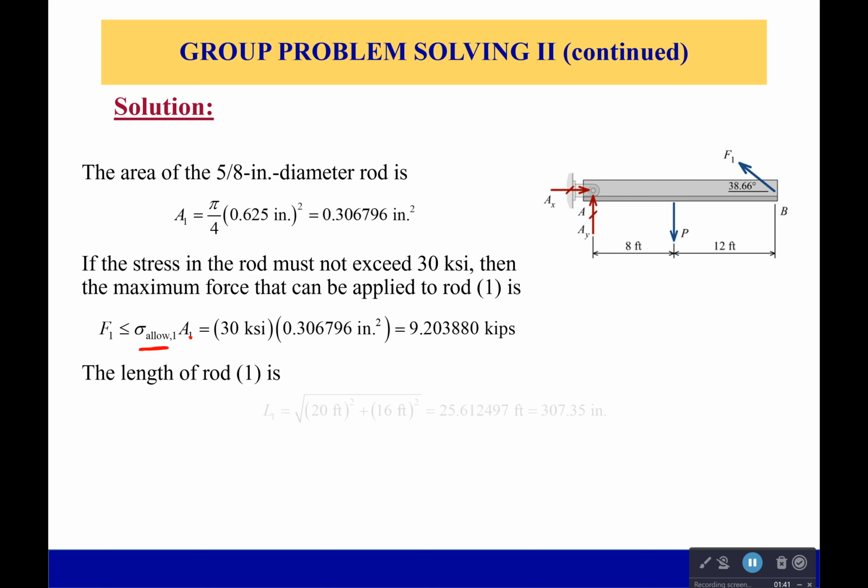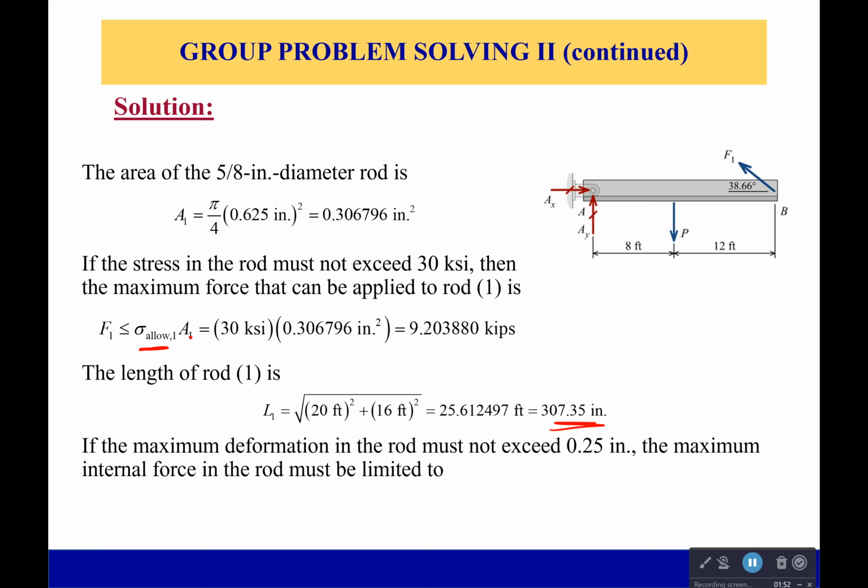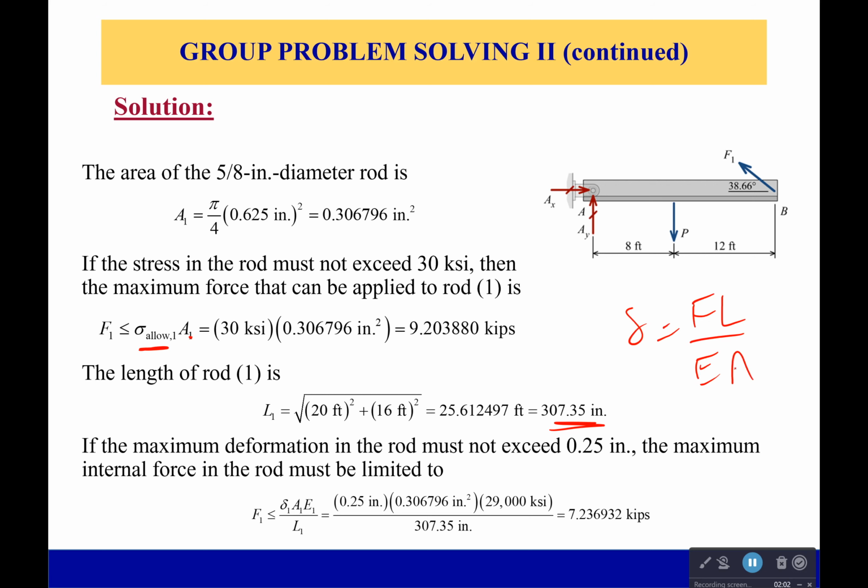Now the length of rod 1 is going to be 307.35 inches. So the maximum deformation is 0.25 inches. We can figure out what the strain is going to be. Now we did a little bit of rearranging here. We took our deformation equation, and this time we solved for the force.